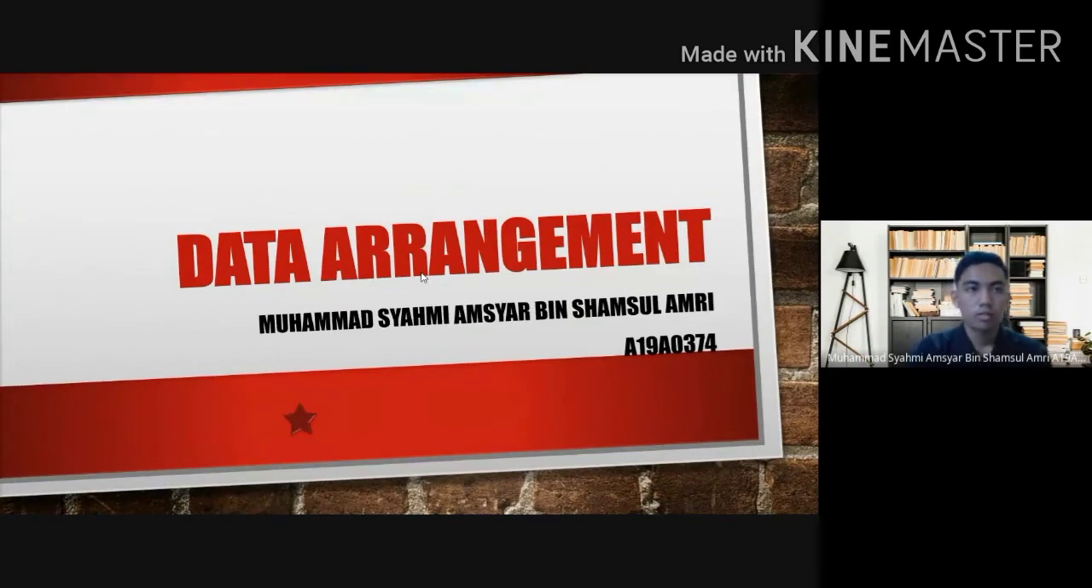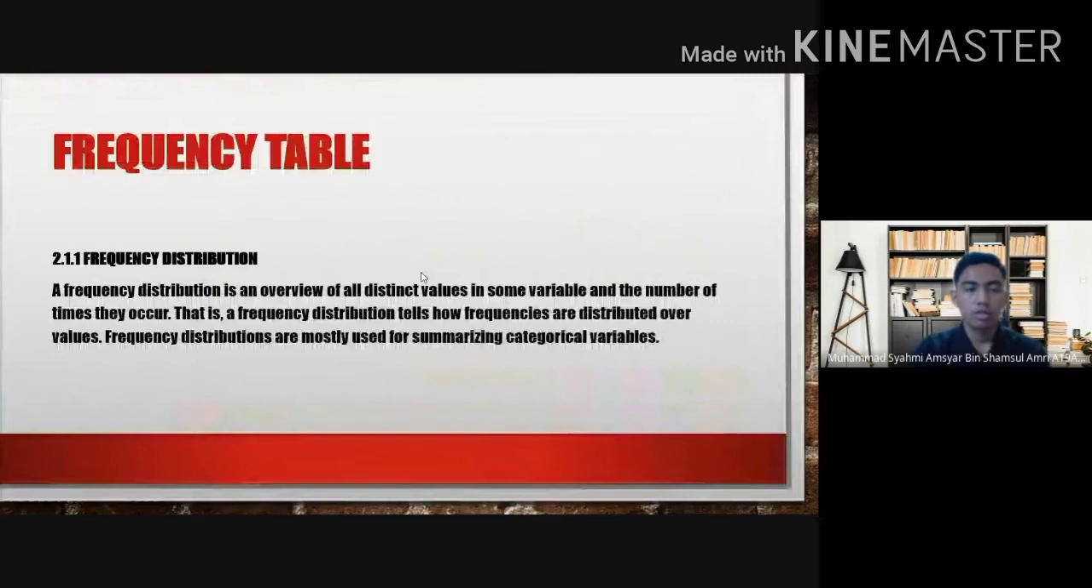Frequency distribution. A frequency distribution is an overview of all distinct values in some variable and the number of times they occur. That is, a frequency distribution tells how frequencies are distributed over values. Frequency distributions are mostly used for summarizing categorical variables.